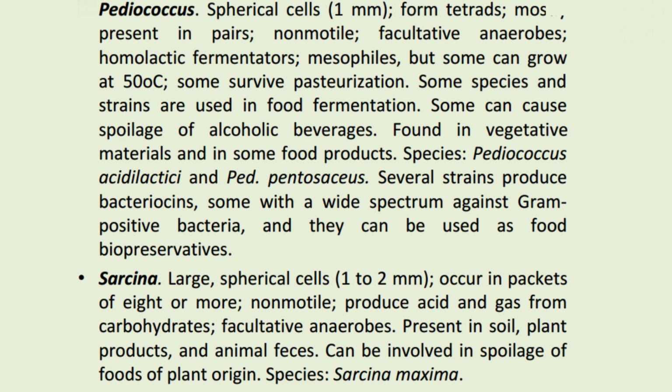Finally, we have Sarcina. These are large spherical cells that occur in packets of 8 or more. They are non-motile facultative anaerobes that produce acid and gas from carbohydrates. They are present in soil, plant products, and animal feces, and can be involved in spoilage of foods of plant origin. Example species is Sarcina maxima.